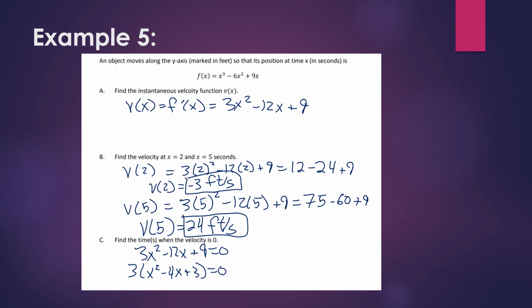So I need to factor x squared minus 4x plus 3. So two numbers that multiply to be positive 3, but add to be negative 4. Well, that's going to be x minus 3 and x minus 1. So that means that x will equal 3 or x equals 1, which means that the velocity is 0 at the 1 second mark and at the 3 second mark.